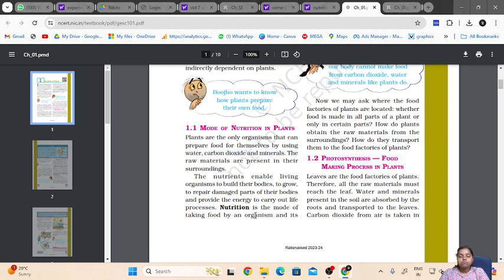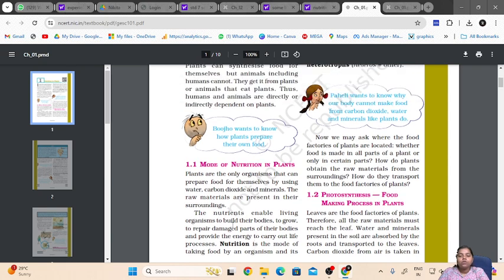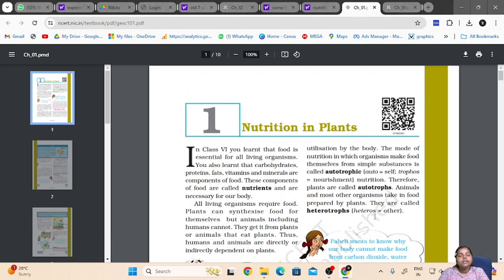Why we require nutrients, I told you in the beginning of the chapter: to grow, to repair the damaged parts, the body requires a particular type of energy. Without energy we cannot survive, not a single organism can. And we have also seen what nutrition is: the mode of taking food by an organism and its utilization in the body.